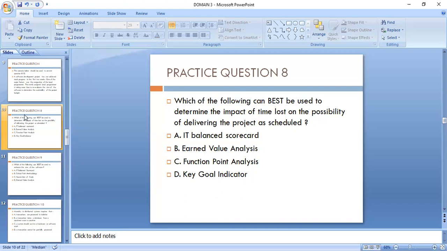Function point analysis is used for software size estimation. Key goal indicator is used to help us know whether our strategy is working at the highest level. So the business direction, the business strategy, we have parameters to know whether the business strategy is working. That's where the key goal indicators will be flashing for us. So out of these four options, definitely your best answer is going to be B, earned value analysis. So you know the impact of those weeks we have lost on the project, and we know definitely it's more likely we are going to have a time overrun because of the time we are wasting.